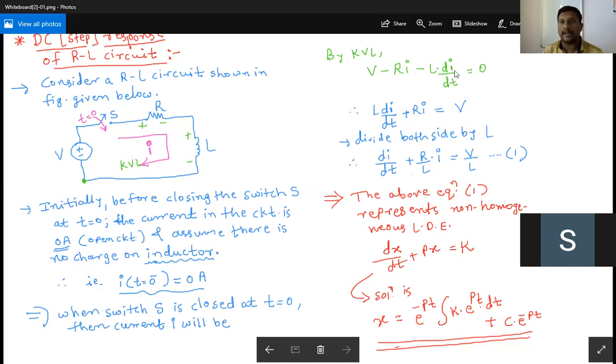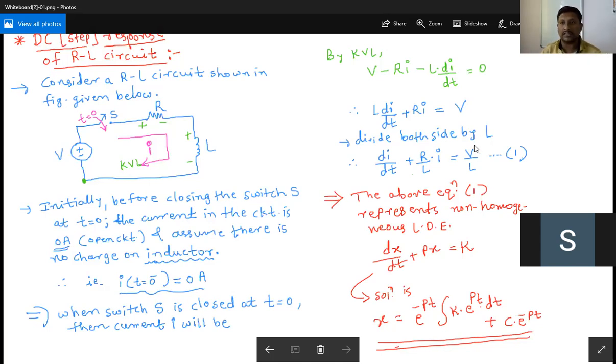L into di by dt is equal to 0 here. Now, I have just taken here L into di by dt plus R into I is equal to V. Okay, so divide both sides by L.